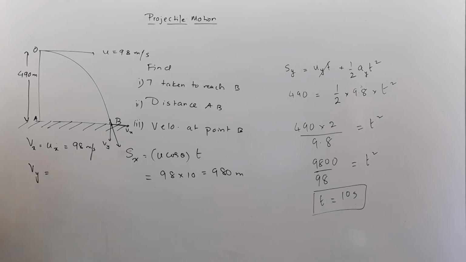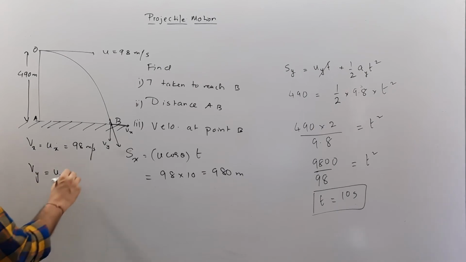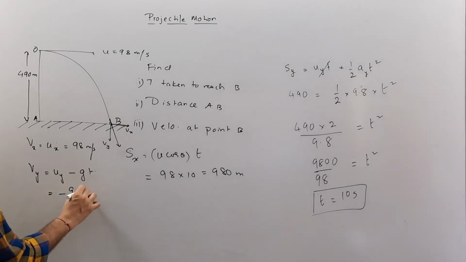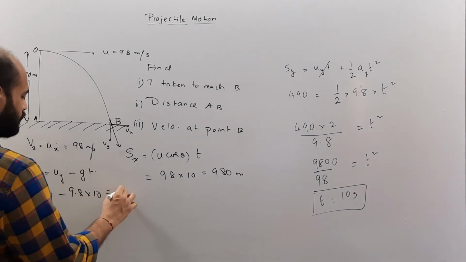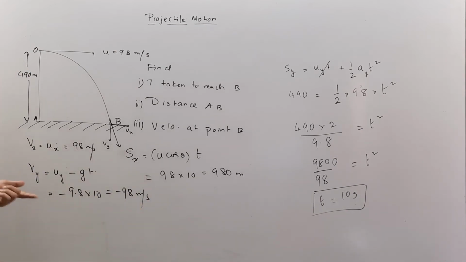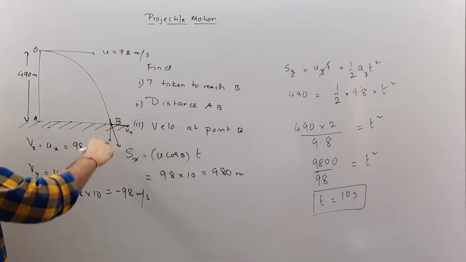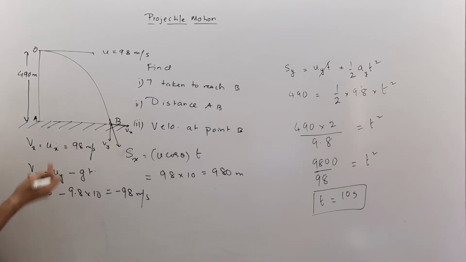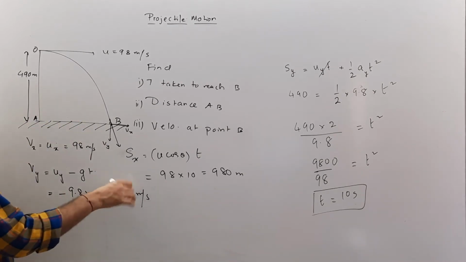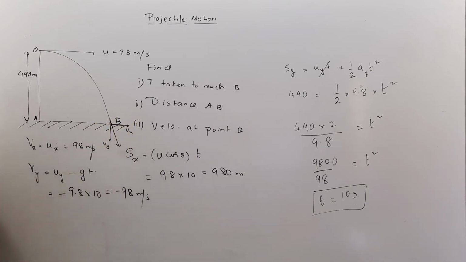So Vy is going to be Uy minus Gt. So that is going to come out as Uy minus G, which is 9.8 into 10. So that is minus 98 meters per second. Now vectorially the minus just means that this component is downwards, that is why it is minus. Anything which is on top is positive, anything which is down is negative. So here it is minus 98 meters per second and this is going to be 98 meters per second.